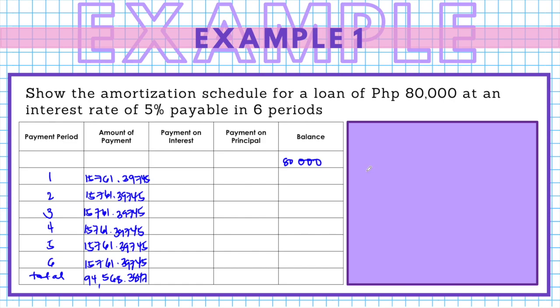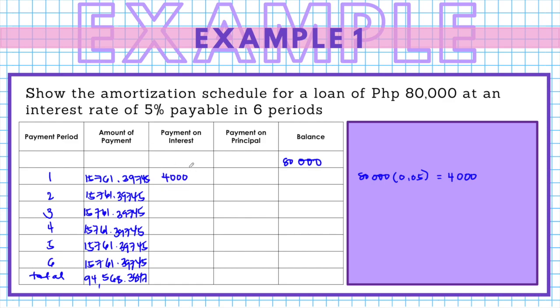Now to determine the payment on interest, we need to multiply the interest rate, which is 5%. So this would become 80,000 times 0.05, which is equal to 4,000 pesos. So the 4,000 will be written here in this row. So this means that the interest to be paid in the first period is 4,000 pesos. But this 4,000 pesos is already included in the amount of payment every month. Again, 4,000 pesos is already included in the monthly payment.